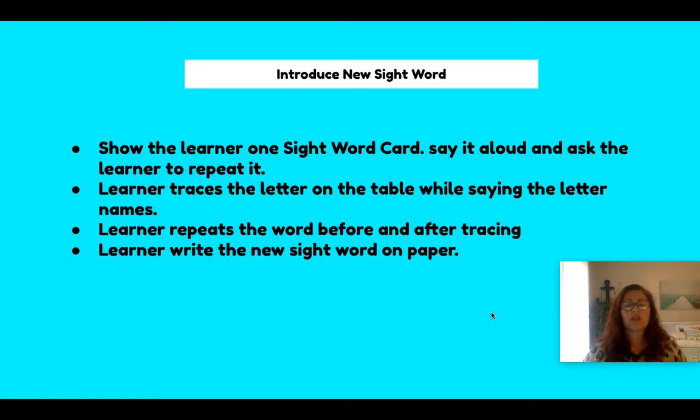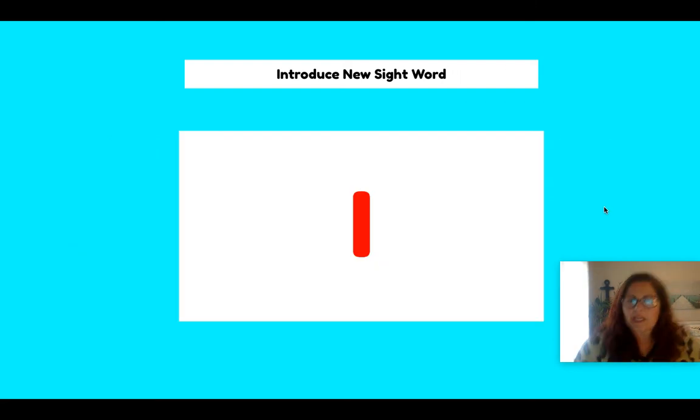Okay, now we're going to introduce a new sight word. If you had other lessons, you know how we do this, but if not, we're going to say the sight word aloud, and then I'm going to have the learner repeat it. But instead of tracing and saying the sound, they will trace and say the letter names, because sight words do not follow some of the rules. They do not sound out correctly. And then the learner will repeat the word before and after tracing. So this new sight word is I. When I is by itself, it is capitalized.